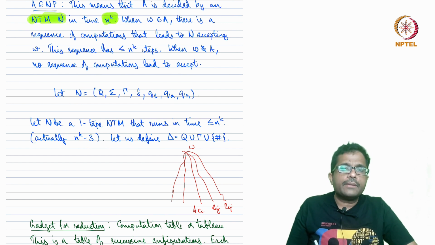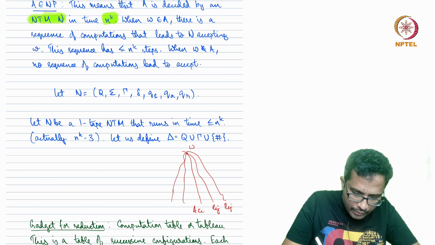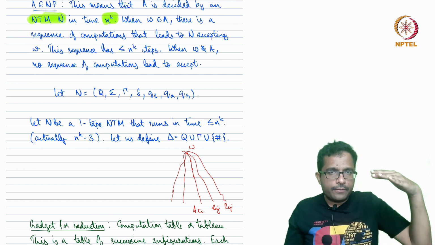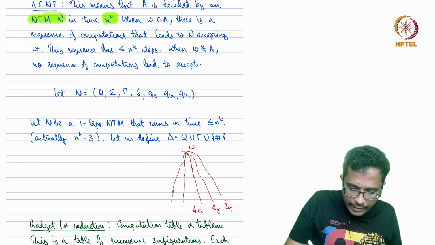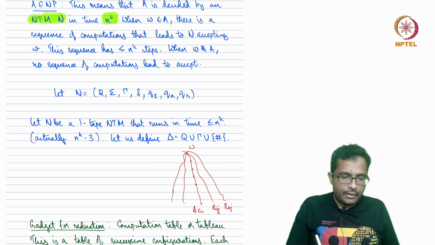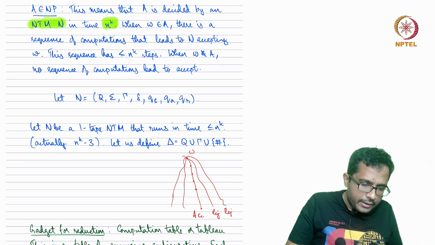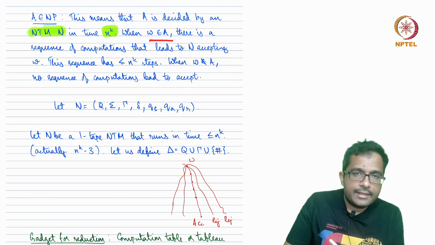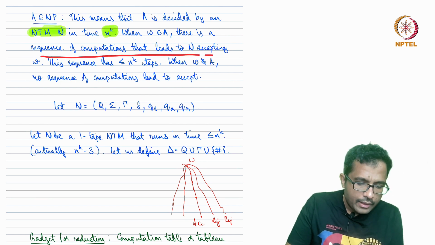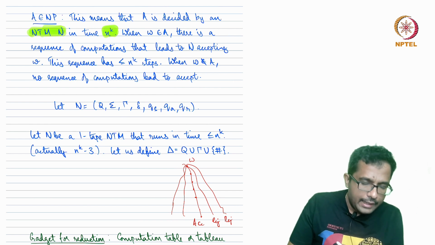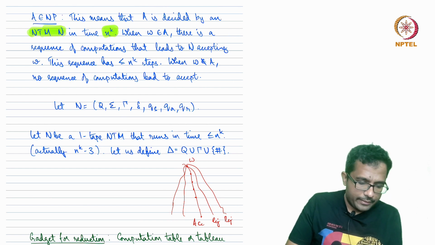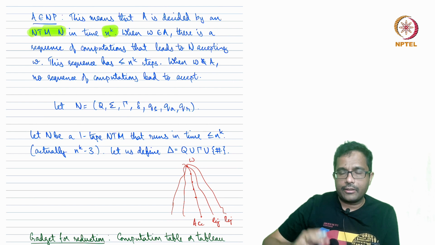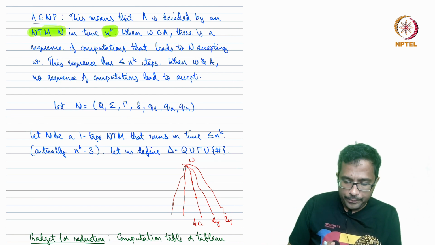So what does it mean? One accepting path means there is a sequence of configurations. Starting with the starting configuration, then another configuration, and then another, and so on. There is a valid sequence of configurations that leads to an accepting configuration. So we are just analyzing what it means to say that A is in NP. When there is a string that is in A, there is a sequence of computations that leads N to an accepting computation, meaning starting from the starting configuration through a series of valid successor configurations, finally reaching an accepting configuration.